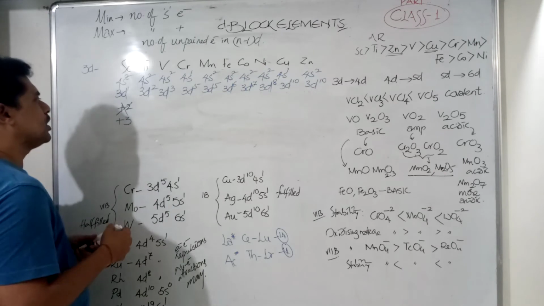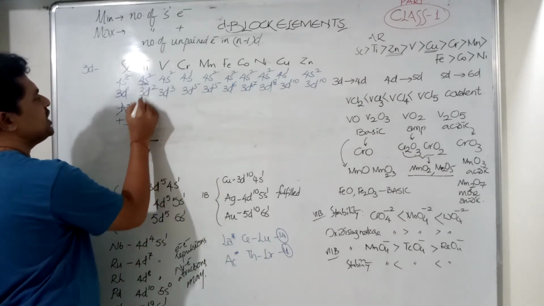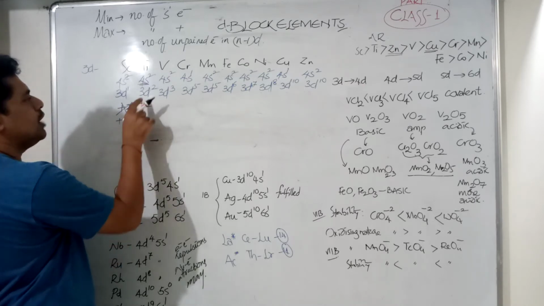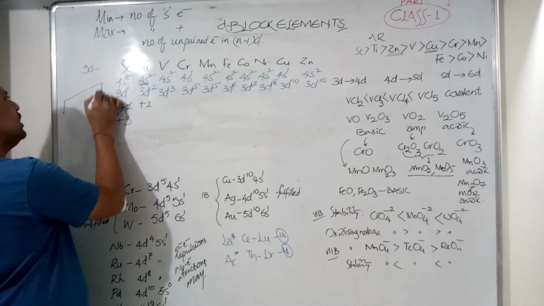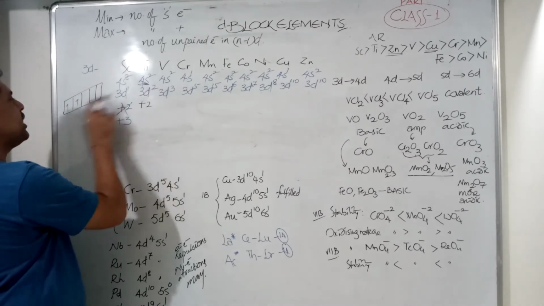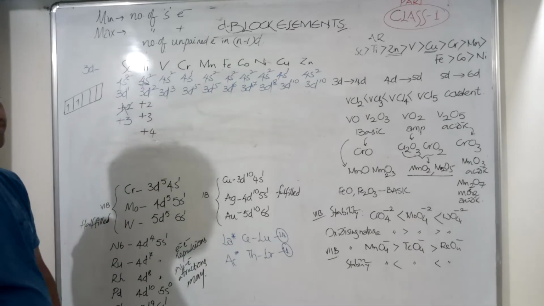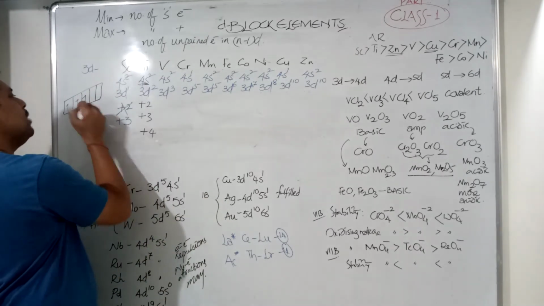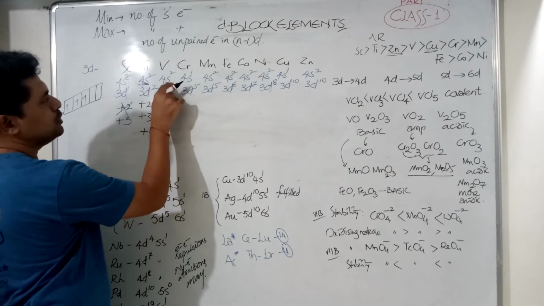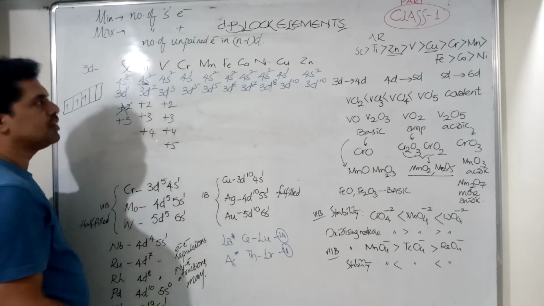Titanium. For titanium, the minimum oxidation state is the number of s electrons, +2. The number of unpaired electrons in the d orbital, you can see here. These are the d subshell, 5 orbitals, and 2 unpaired electrons are there. So add both of them. Vanadium, 3 unpaired electrons are there, minimum +2. Then add 3 more. The highest is +5.